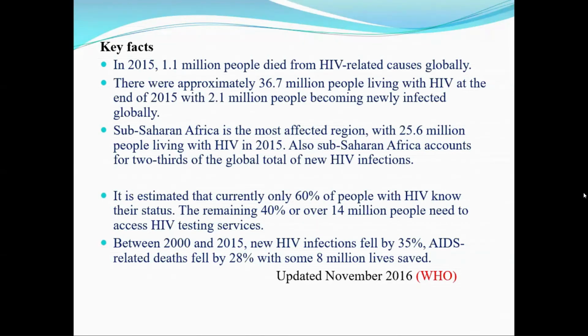Between 2000 and 2015, new HIV infections fell by 35%. AIDS deaths fell by 28%, with some 8 million lives saved. So this is the global report.